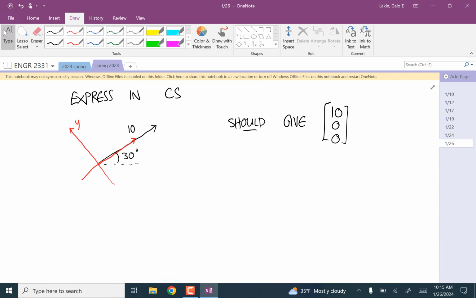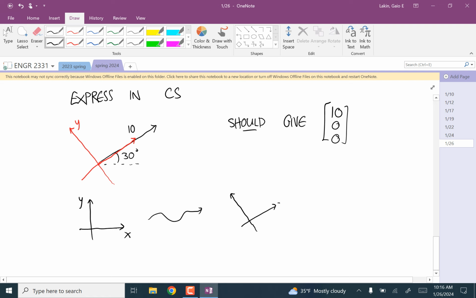So if you want to go from a coordinate system like this to a coordinate system like this, what rotation is required? 30 degrees positive. Positive 30 degrees about the z-axis. Yes. Yep.